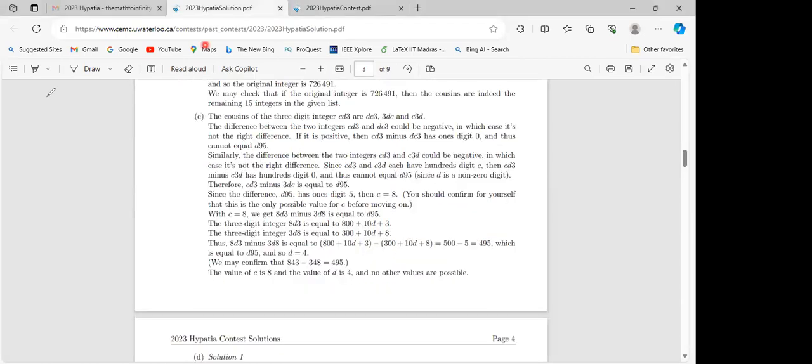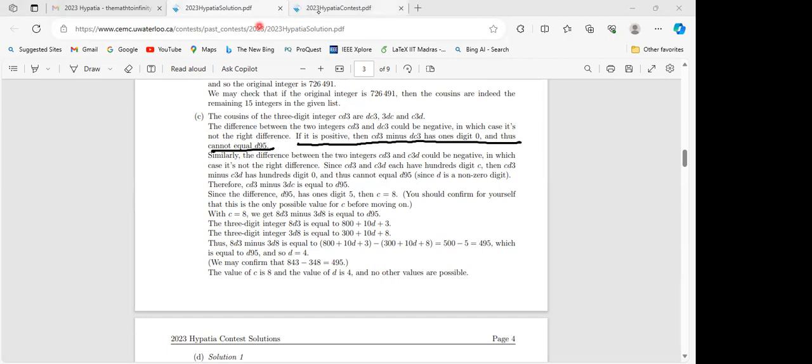So they're saying that the difference between the two integers CD3 and DC3 could be negative, in which case it's not the right difference. If it is positive, then CD3 minus DC3 has one digit 0, thus cannot equal D95. Okay, so let's break this one. CD3 minus DC3 has one digit 0 if it is positive.